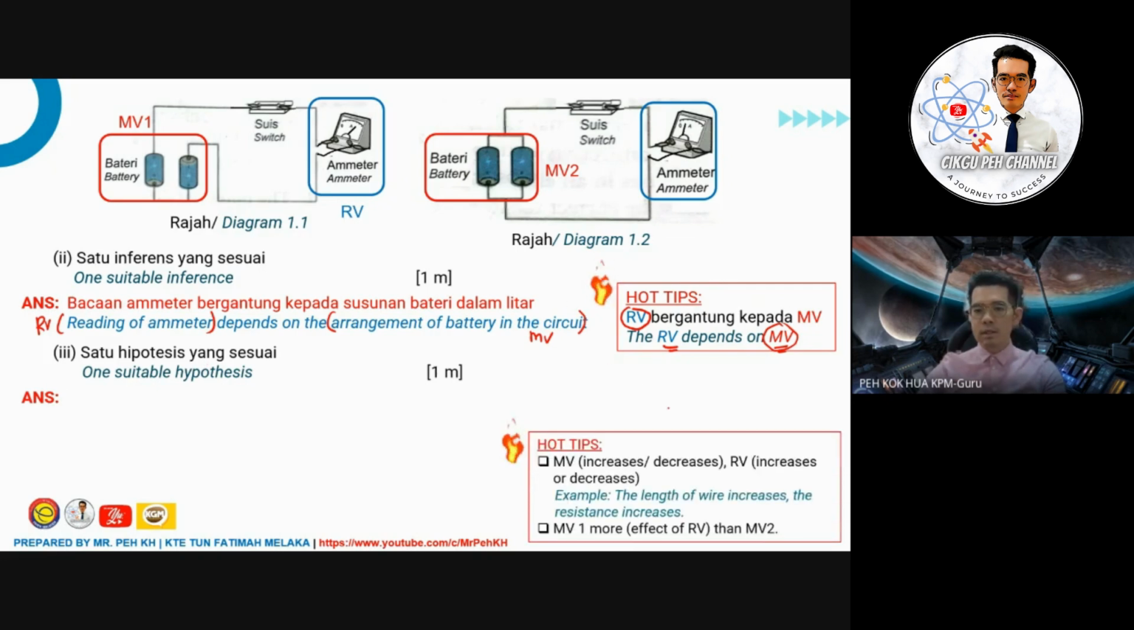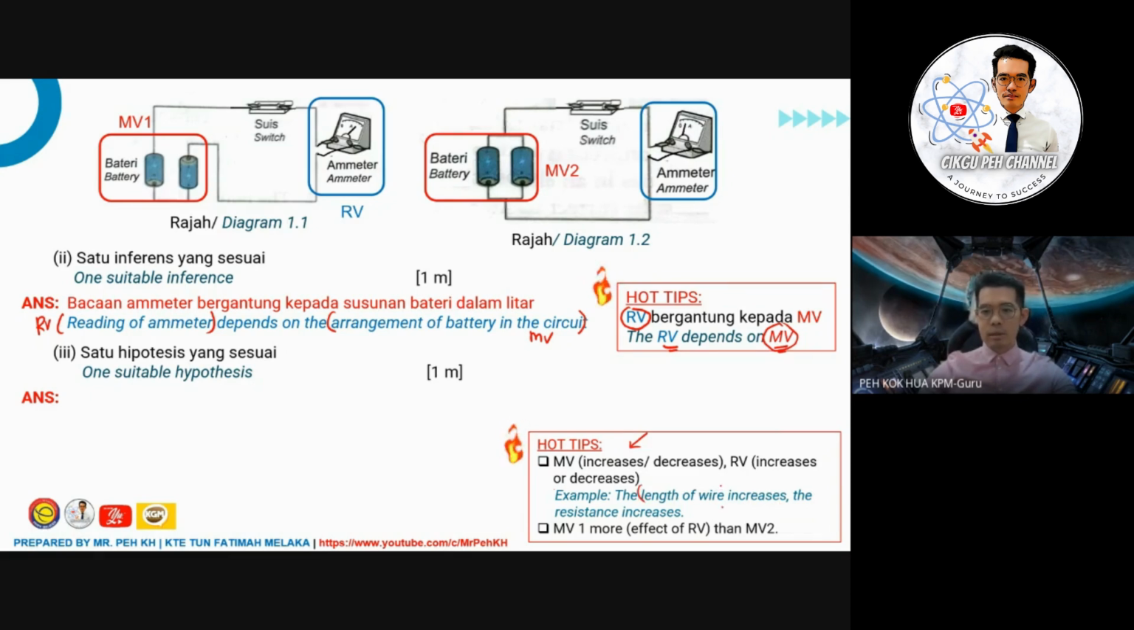Okay, so again, there are 2 types of experiment, so you have 2 ways to answer the hypothesis. As I mentioned, the type of experiment regarding the hypothesis will normally involve MV and RV. So the hypothesis will be straightforward: the length of the wire increases, the resistance increases.